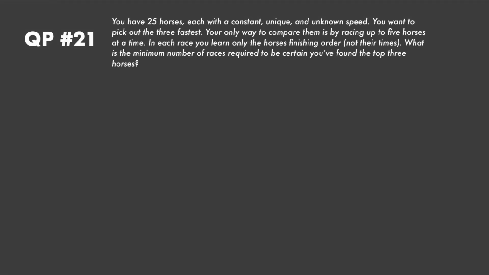Hello everyone, today let's look at Quantipus number 21, and this is another logical deduction type of brain teaser. Basically, you have 25 horses, each with a constant, unique, and unknown speed. You want to pick out the 3 fastest, and your only way to compare them is by racing up to 5 horses at a time.